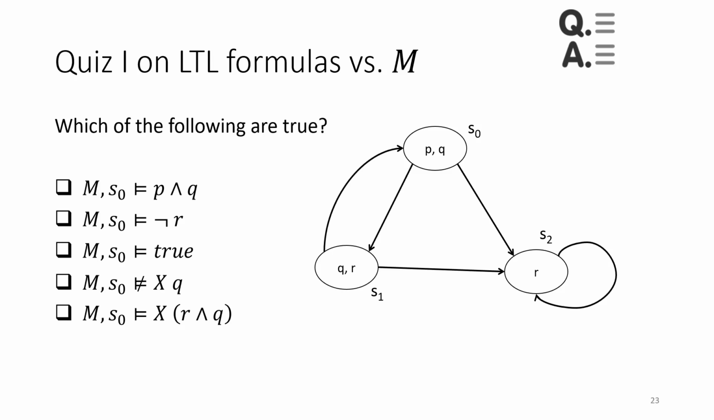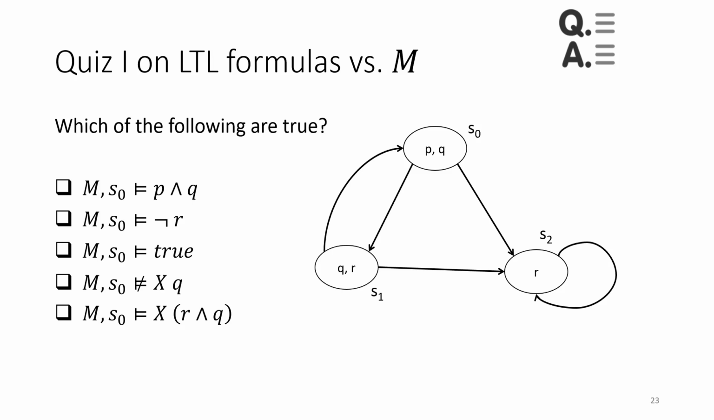Yes, all paths from S0. So let's start here. What are the next states? This one, does it satisfy Q and R? Well, R and Q, yes. This one, does it satisfy Q and R? No. So this one is not.